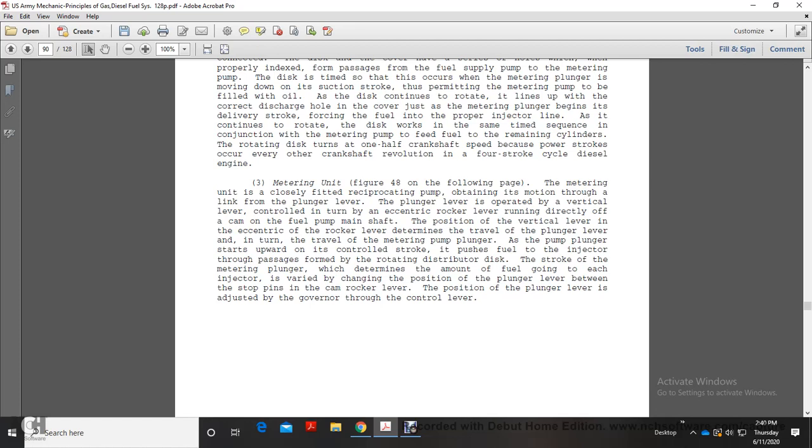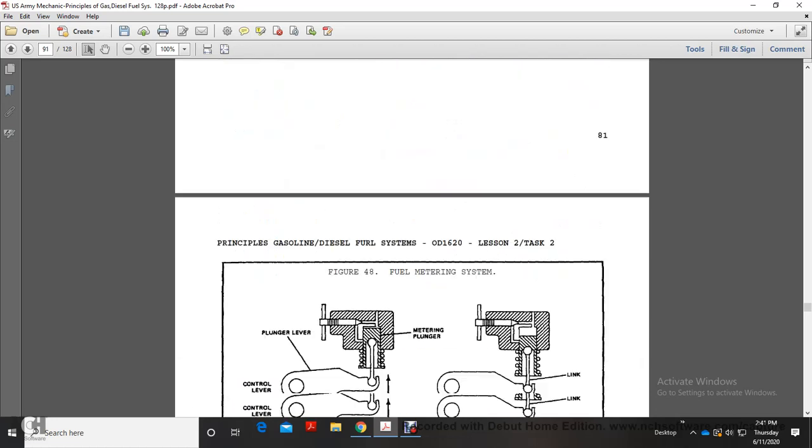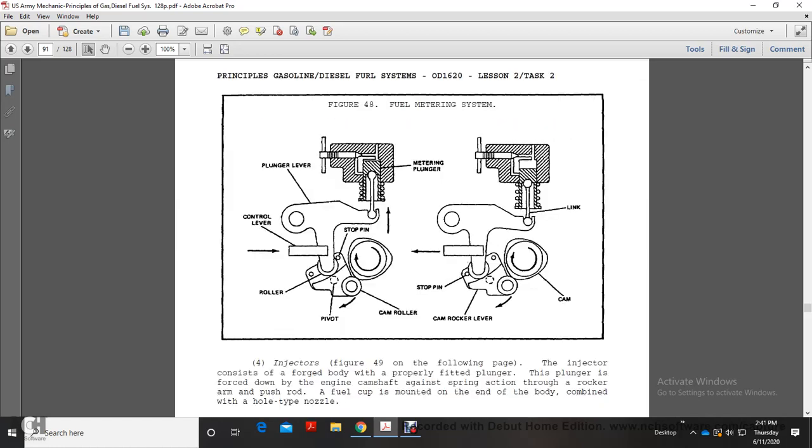The pump plunger starts a forward controlled stroke that pushes fuel into the injector through the passage of the rotating distributor disc. The stroke of the metering plunger determines the amount of fuel going into each injector, varied by changing the position of the plunger lever between the stop pin and the cam rocker lever. The position of the plunger lever is adjusted by the governor through the control lever. Alright, figure 48 shows the fuel metering system: the metering plunger, the link, the cam rocker lever, stop pin, control lever, the roller, stop pin, pivot, the cam roller, plunger lever.